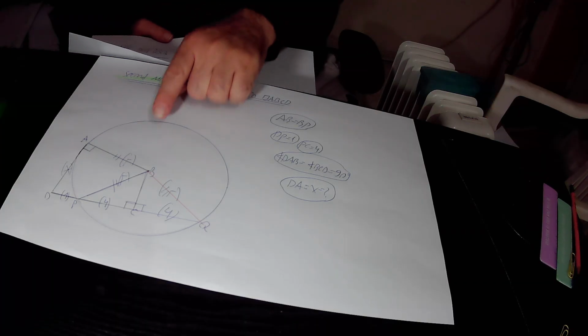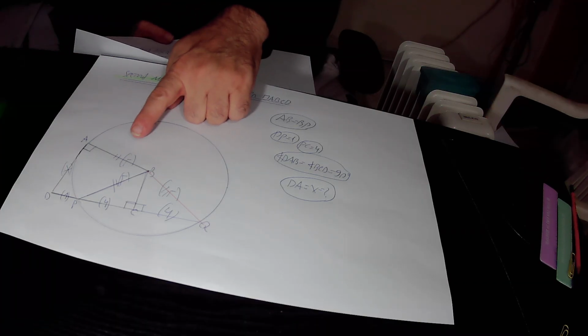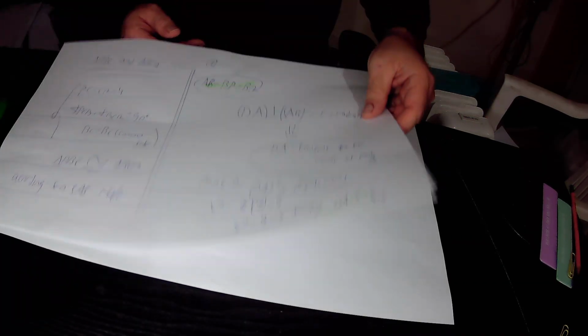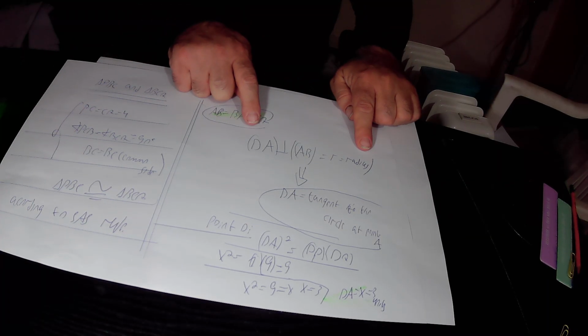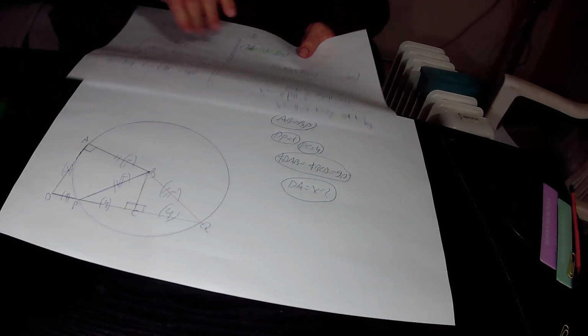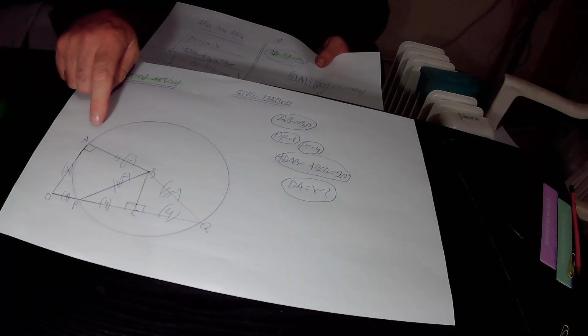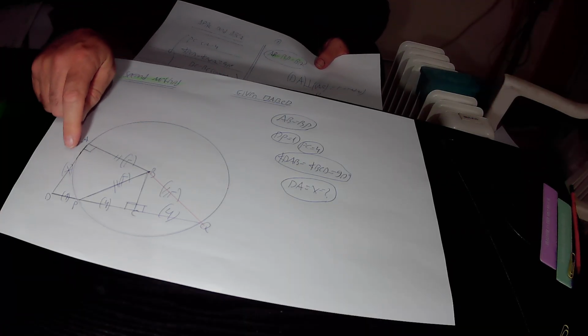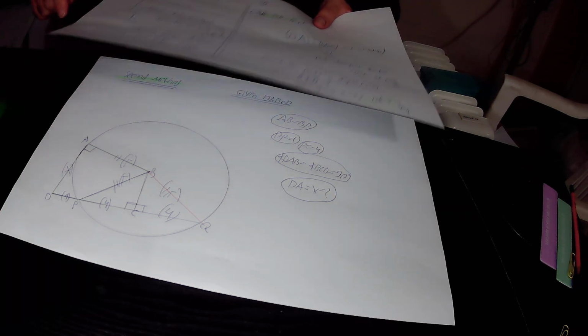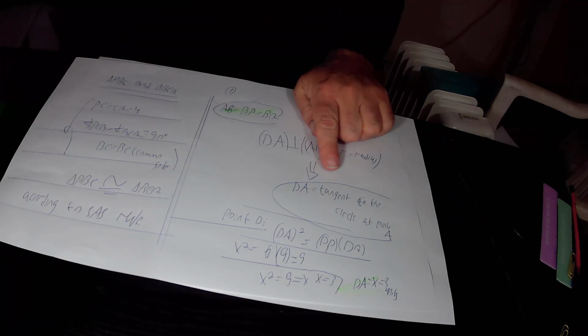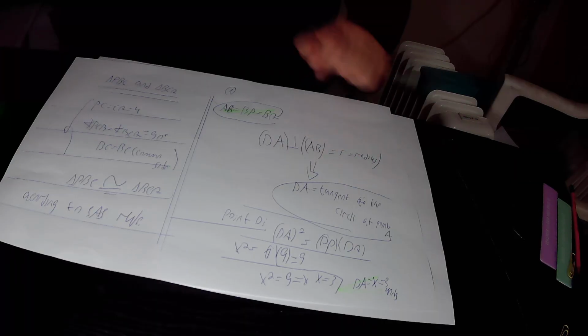But according to our definition, BA is the radius of the circle. So I can write here that BA equals R, it is the radius of the circle. So from this equation, we derive that DA is perpendicular to the radius BA, and therefore DA is the tangent to this circle at point A.